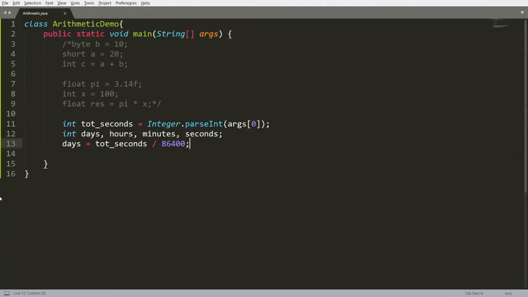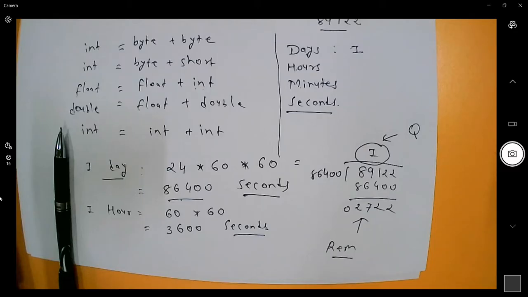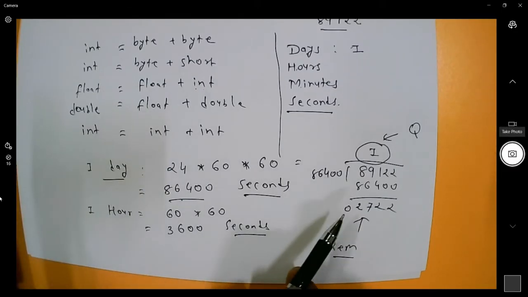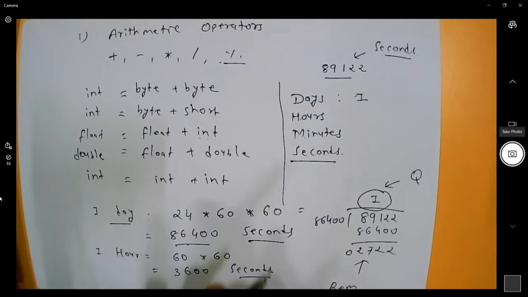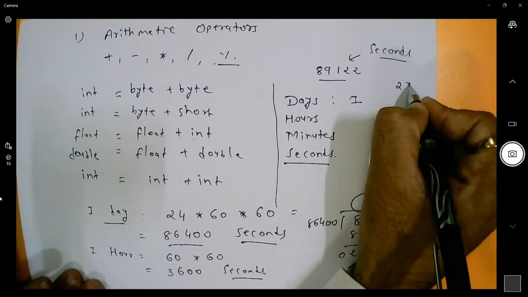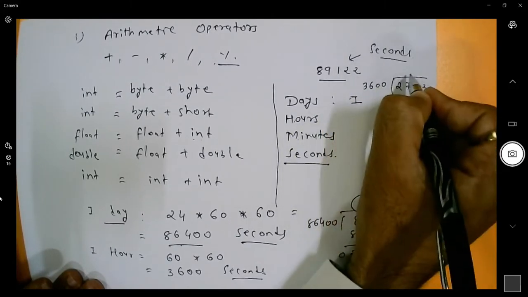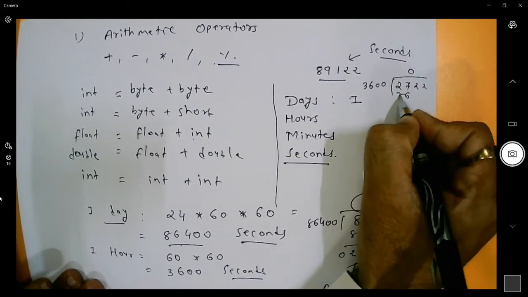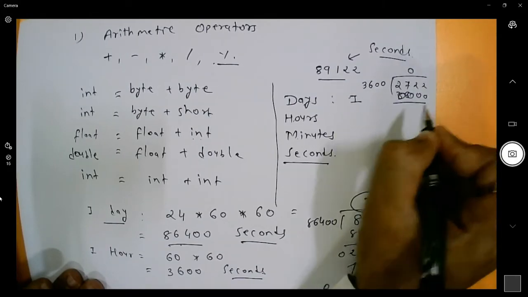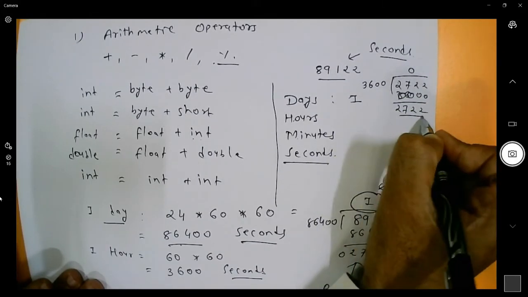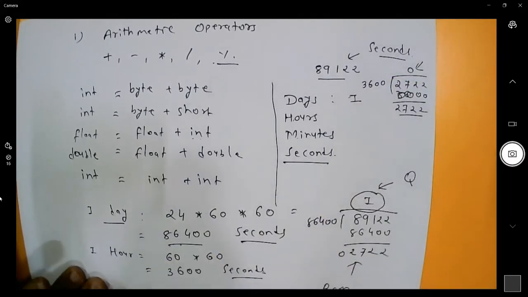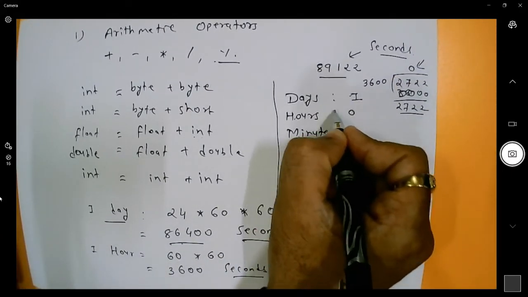So how can we do this? Very simple. Here you can write hours is equal to total seconds modulo 86,400. So what happened in this case? It will give me 2722. Now 2722 divided by 3600. Definitely the value will be 0 over here, the remainder will be the same, and the quotient will be 0. It means there are 0 hours.